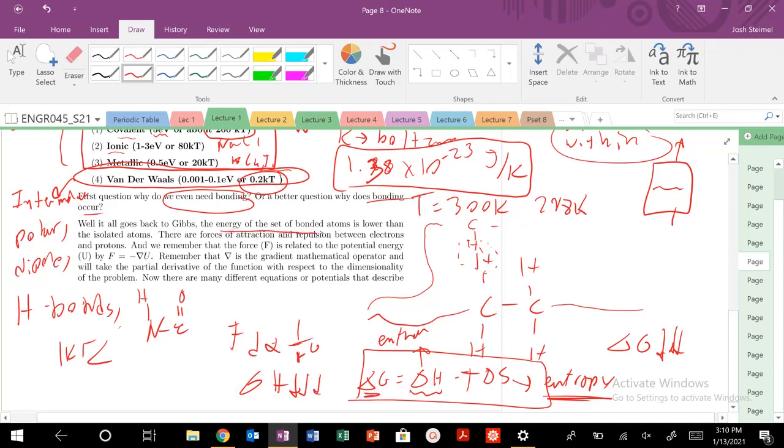So the energy of the bonded atoms is lower than that of the isolated atoms. That's the key idea here. And there are forces of attraction and repulsion between electrons and protons, and between protons and atoms, etc. And hopefully you remember from physics that the force is related to the negative gradient of the potential. So U is your potential energy. So potential is just some energy.